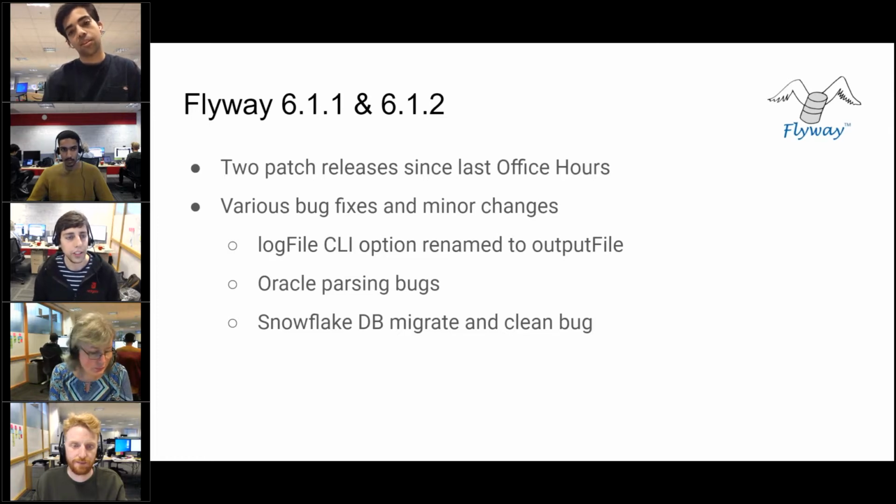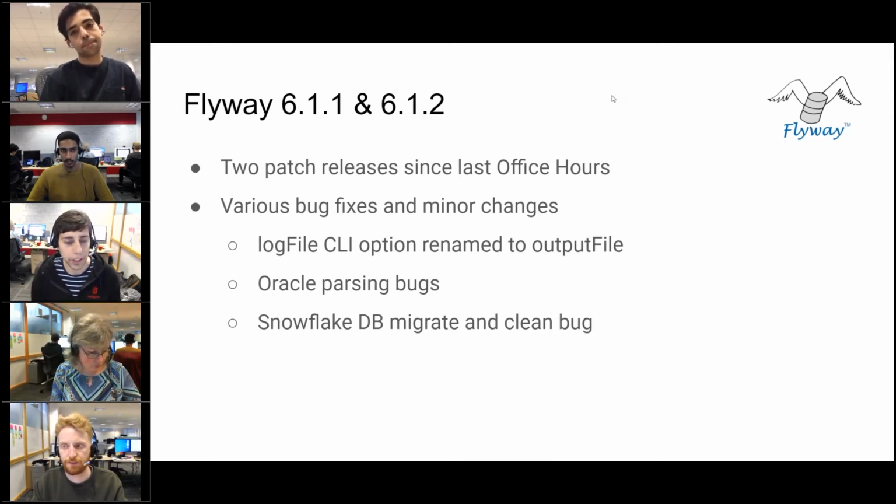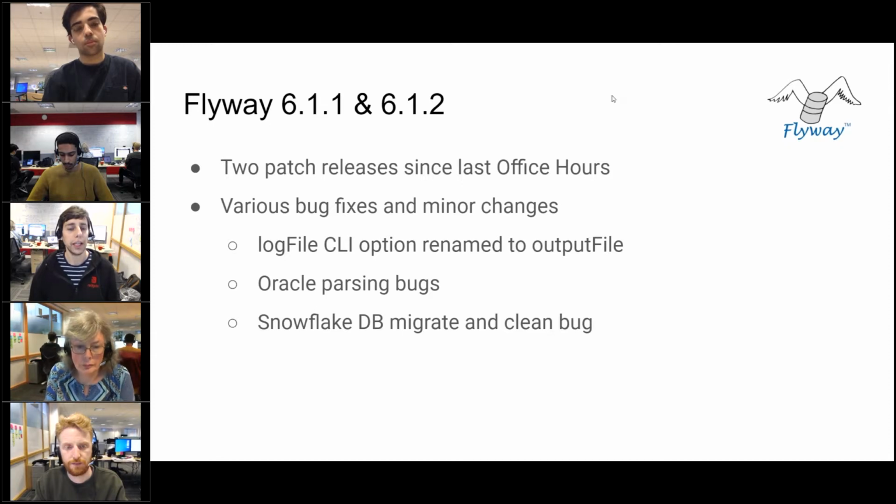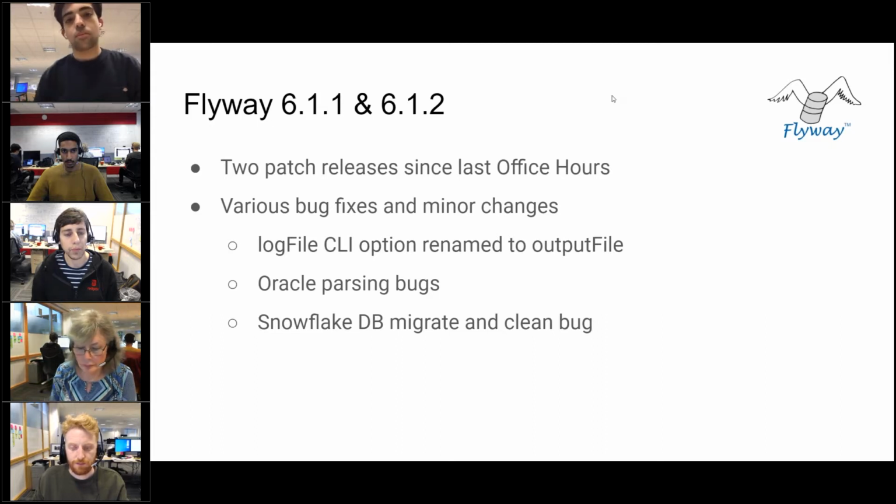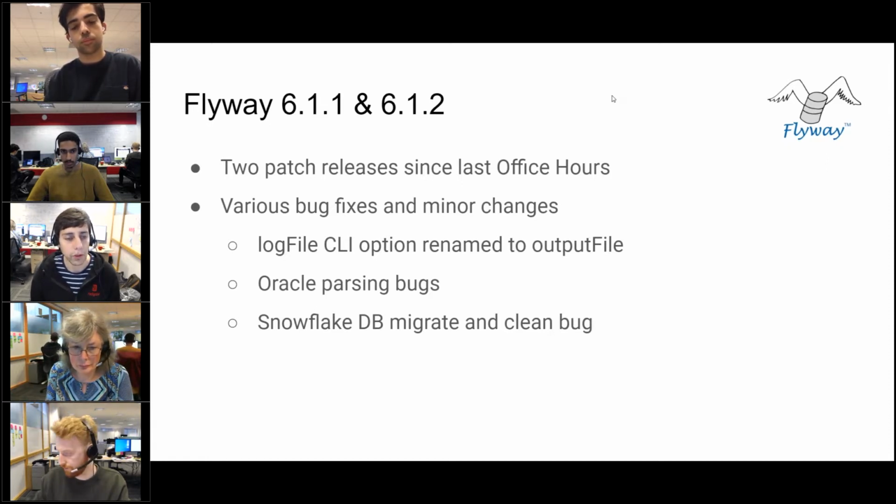All right, since last time we did an office hours, we shipped a couple of patch releases, and they mainly contain bug fixes over the previous version, and a few are worth mentioning. The first one is that we had introduced a command line option called log file in 6.1. But we had a few bugs around it, and we also thought that maybe it wasn't named correctly, so we decided to rename it to output file. In the meantime, you can still use log file, but it's been deprecated. So we encourage you to move to this new name, and it will be removed in a future version.